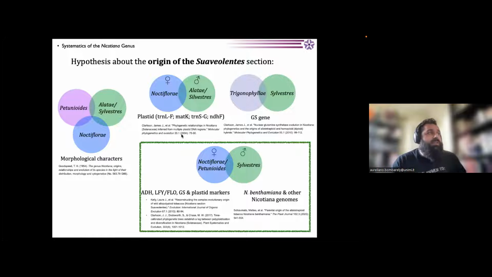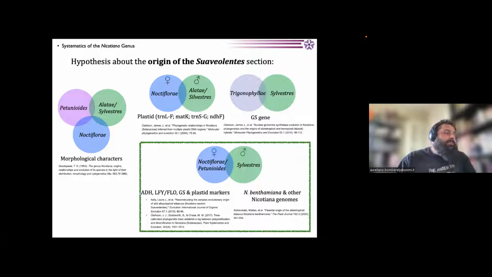So there are several hypotheses about the origin of the Suaveolentes section. It started with Goldsmith, who said there was a hybridization between Petunioides, Noctiflorae, and, at that time, Alatae and Sylvestres worked together as a section. Later on, James Clarkson started to use some plastid markers that pointed out that the maternal donor was probably in the Noctiflorae section, and the paternal in the Alatae Sylvestres section. Later, the nuclear gene GS, glutamine synthetase, pointed out that maybe one of the ancestors was trigonophila, but this was not very well supported, and was discussed in that publication.